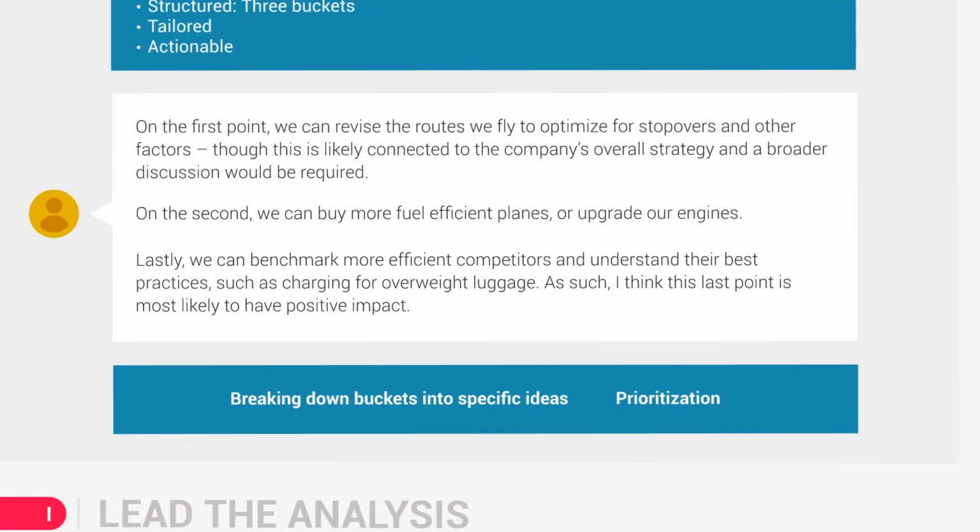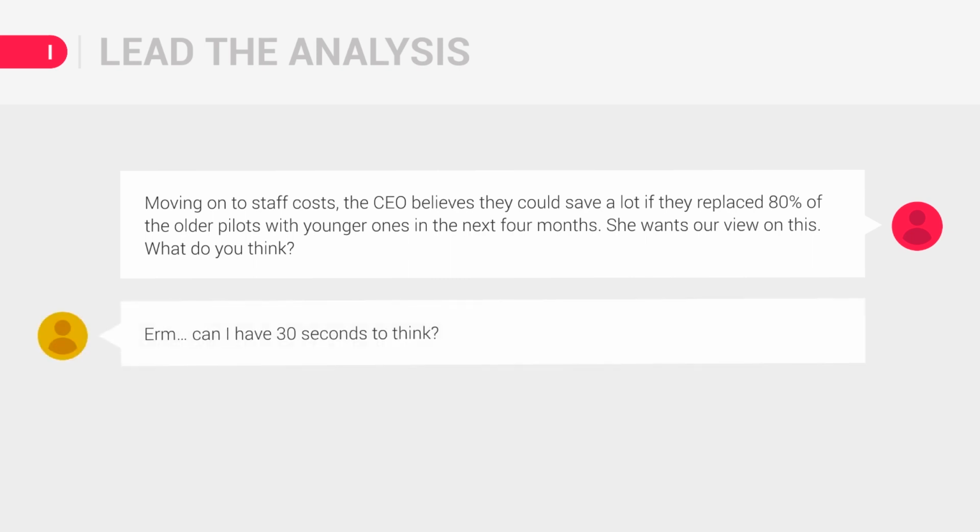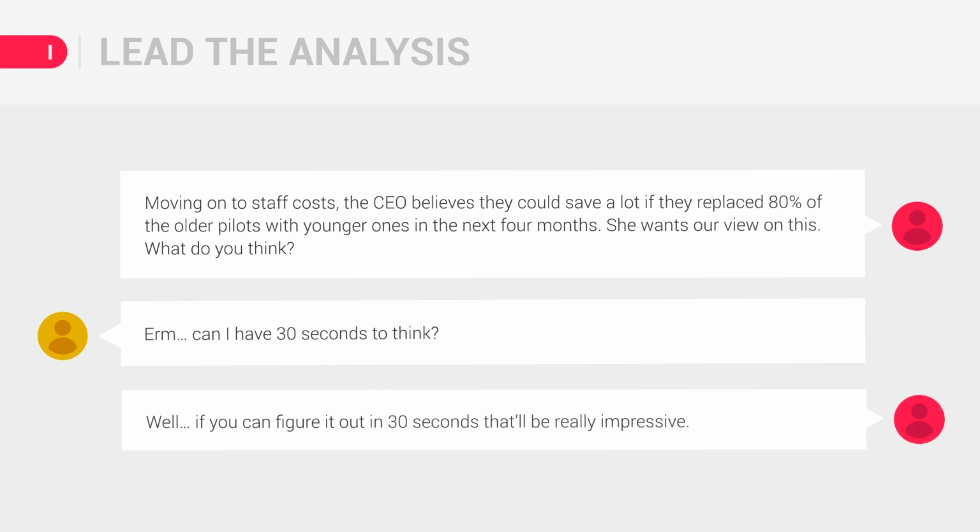Returning to the analysis then, the interviewer adds the following. Moving on to staff costs, the CEO believes that they could save a lot if they replaced 80% of the older pilots with younger ones in the next 4 months. She wants our view on this. What do you think? Can I have 30 seconds to think? Well, if you can figure it out in 30 seconds, that'll be really impressive.